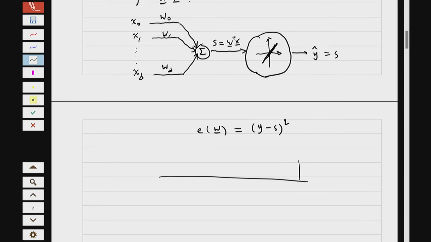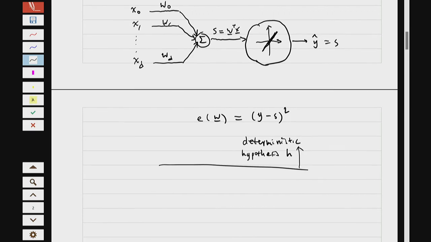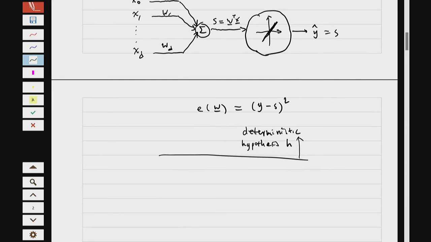Okay, so everything above is deterministic, let's say hypothesis H. But in many real systems, you might not want to be so sure, so deterministically, that this is a 1, this is a 0.